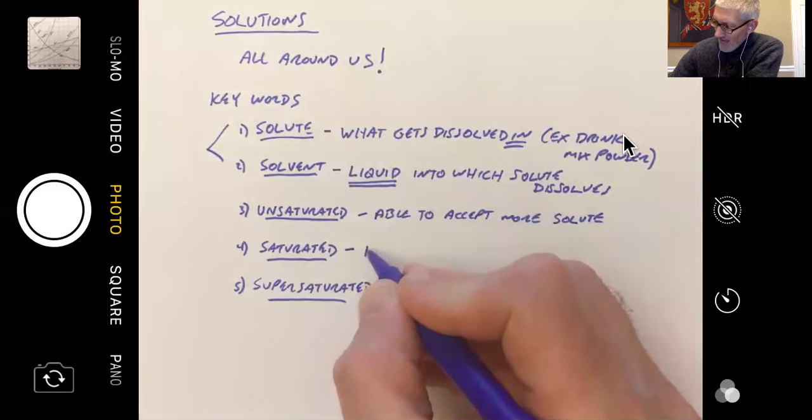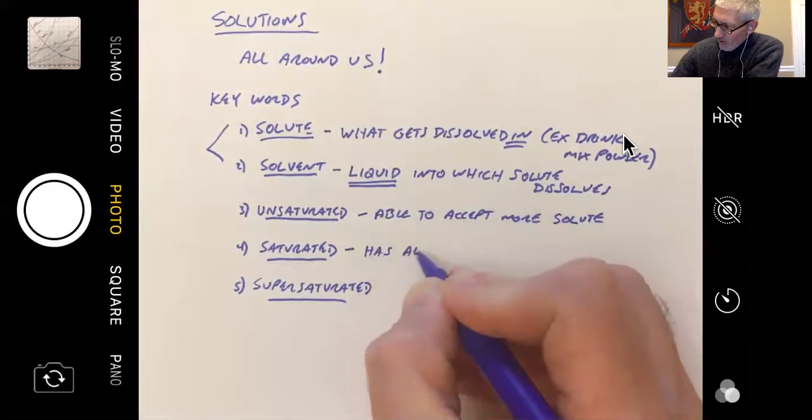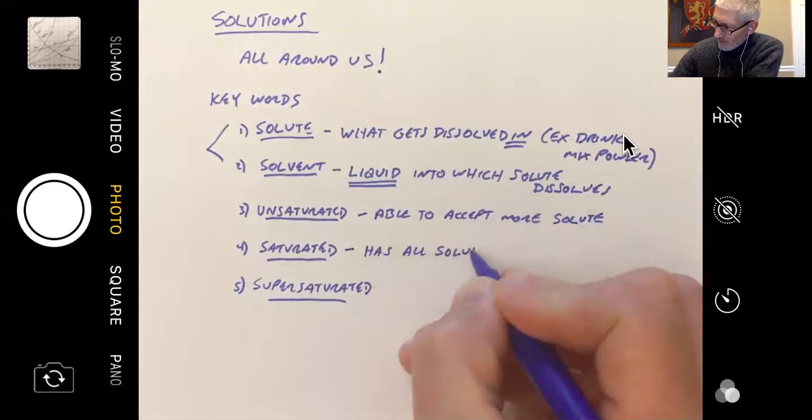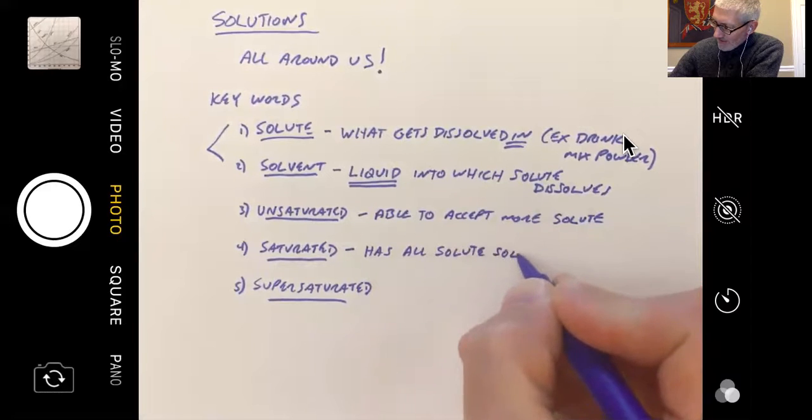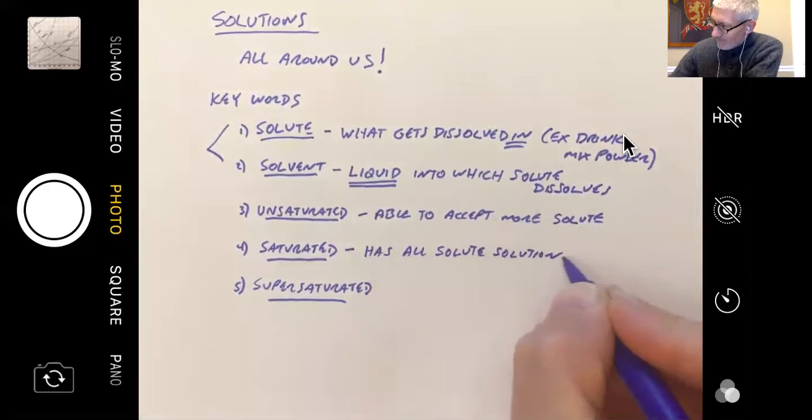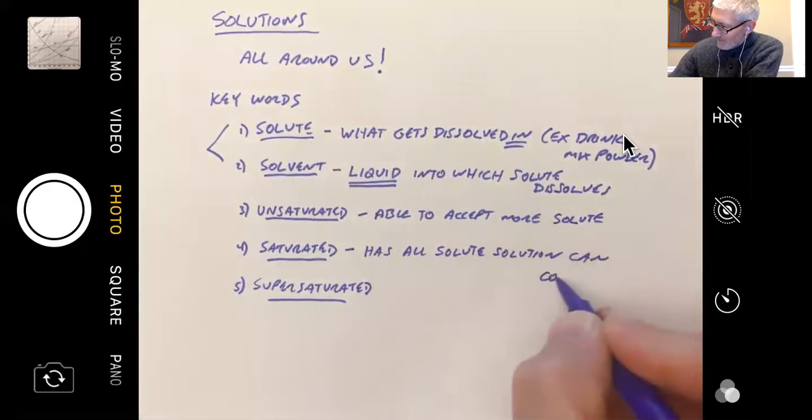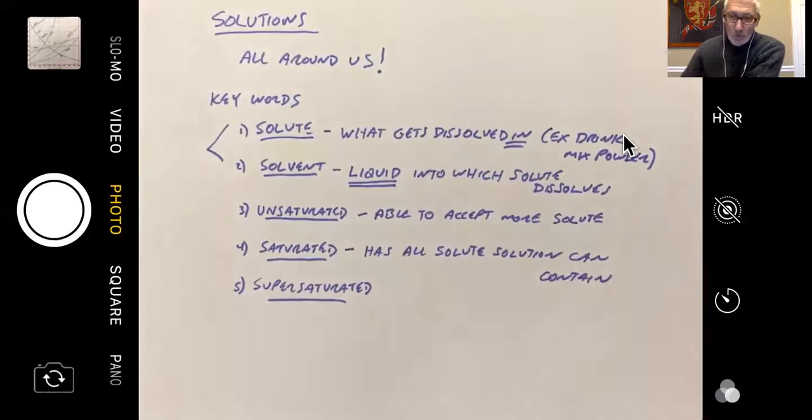Saturated has all of the solute that the solution can contain. There's no more room. When you are saturated, it is completely full. Think about a sponge, and you can absorb water, absorb water, absorb water until you get to a point where the sponge is completely saturated with water, can't absorb anymore.